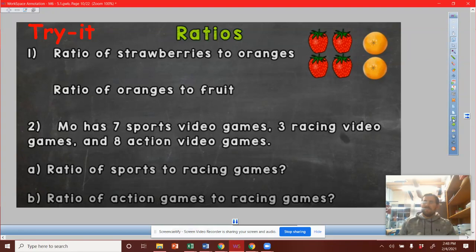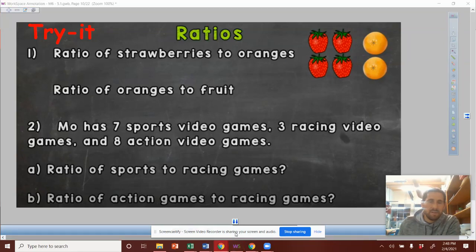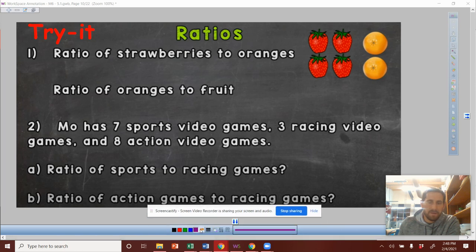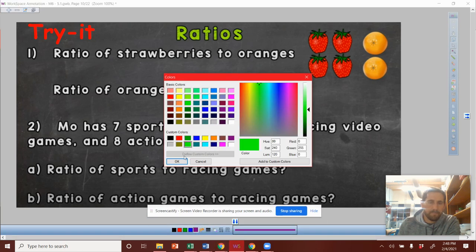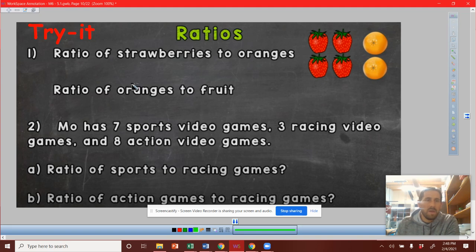Our try is not identical, but just a little bit different. But it's a deeper understanding of what we're looking for. Okay, what is your ratio of strawberries to oranges?